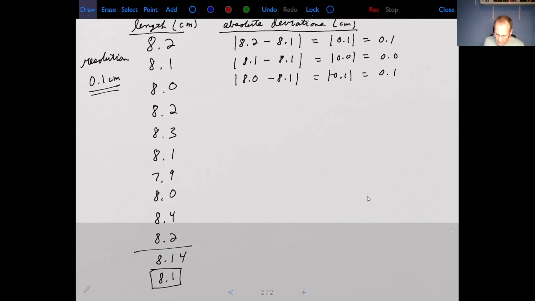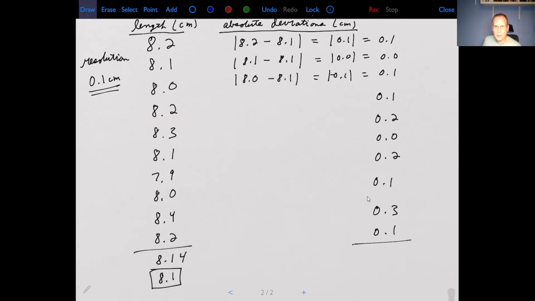And many times you don't even need to do all the math out. You can sort of just do this in your head. You can say, how far is each data value from the mean? So like the next one would be 0.1, right? It's 0.1 centimeters away. Then 8.3 from 8.1, that would be 0.2. 8.1 from 8.1 is 0 again. Then 7.9 from 8.1, that was 0.2. It's minus, but you take an absolute value, so it's positive 0.2. Then you're going to get 0.1, and then 0.3, and then 0.1. Those are all my absolute deviations.